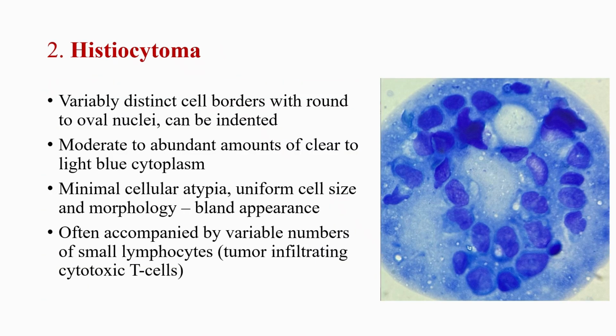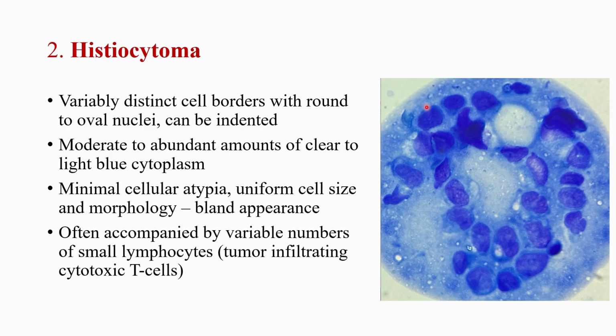Next, let's look at the cytology of histiocytoma, a common benign skin tumor in young dogs. Histiocytoma is usually seen in young dogs. These cells have variably distinct cell borders. The nucleus is round to oval, sometimes showing mild indentation, which is an important distinguishing feature. And the cytoplasm is moderate to abundant, appearing clear to light blue on routine stains.